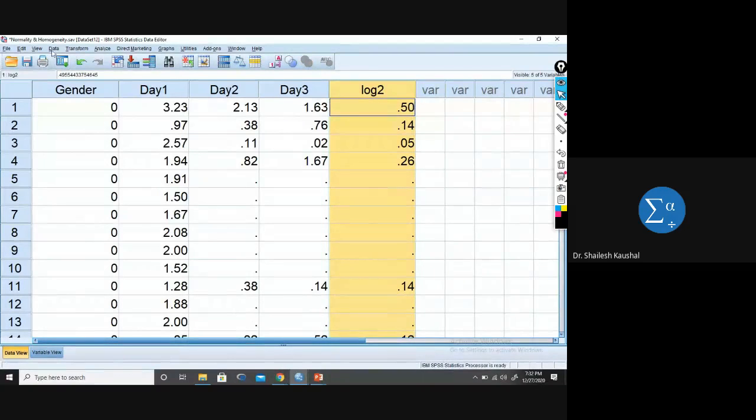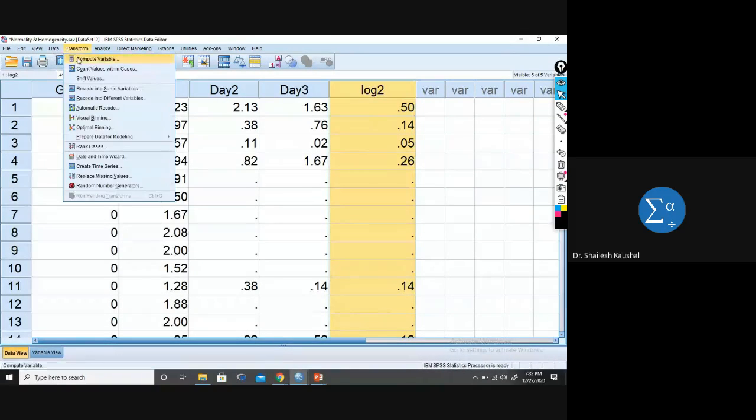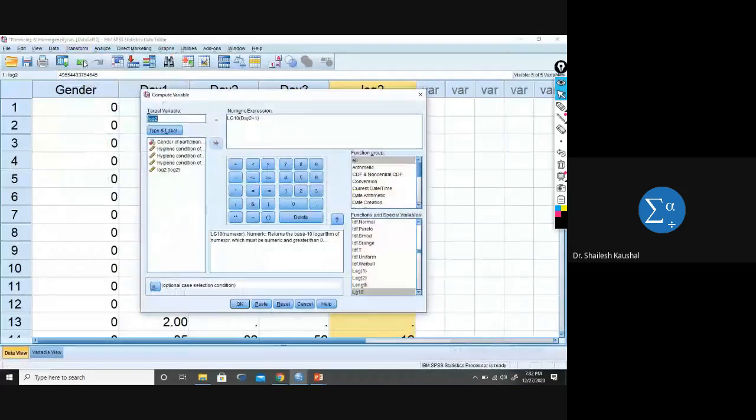The second way is to convert using the square root.